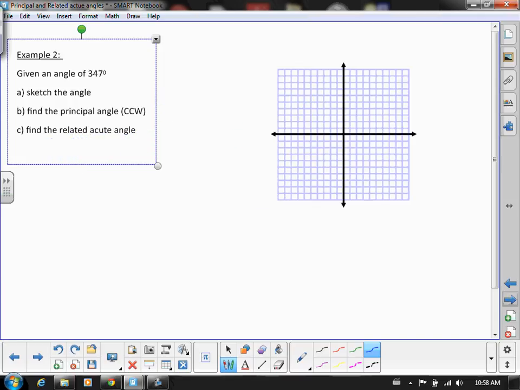So same kind of example, sketch the angle. So I start rotating. I'm starting again at the positive x-axis, 90 degrees, 180, 270. Okay, I have to keep going. So I'm going to go all the way over here. So that principal angle has to be 347 degrees. Now our acute, if we had gone the full distance, we would have gone 360. So for our acute angle, we're going to have 360 minus 347, which equals 13 degrees.